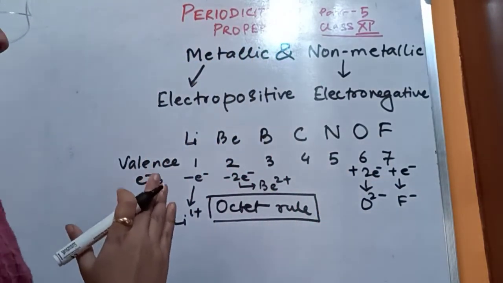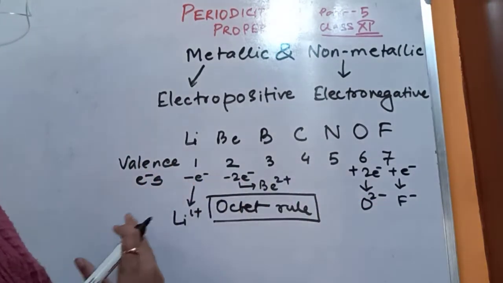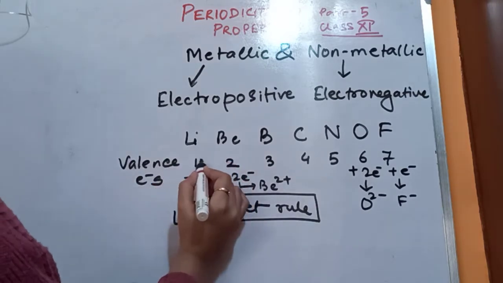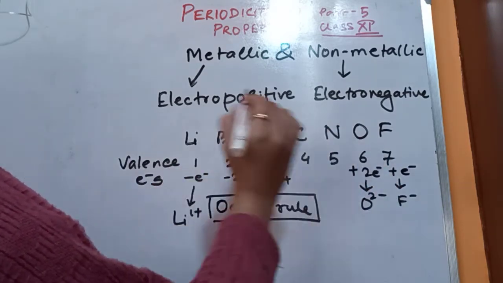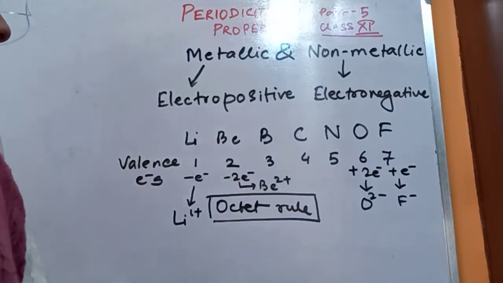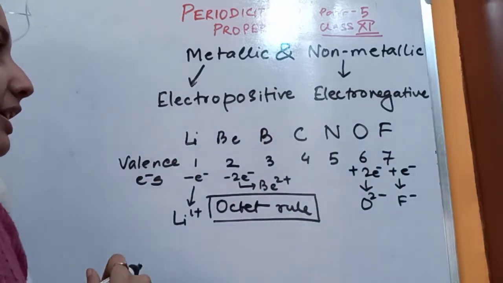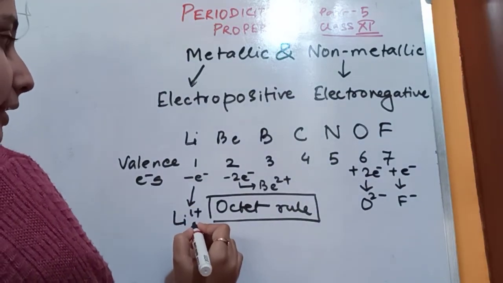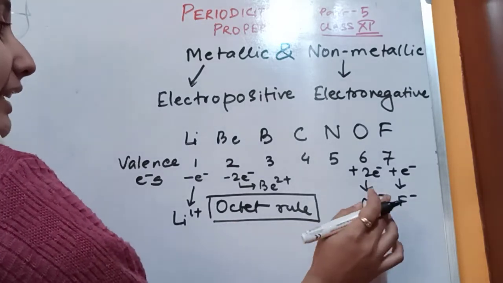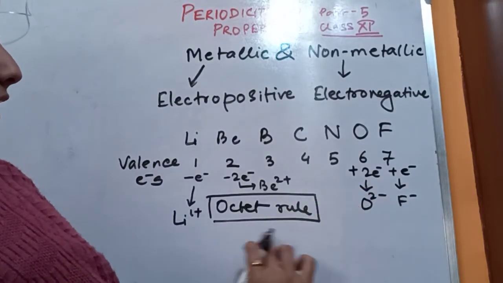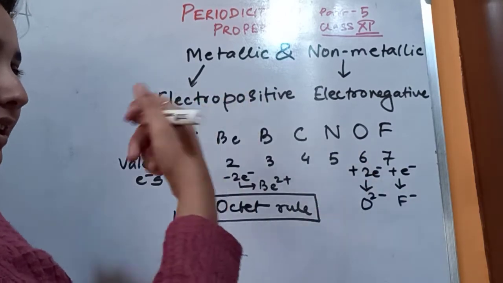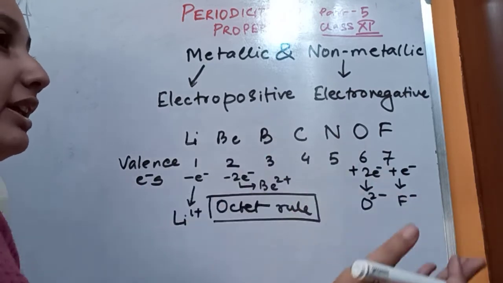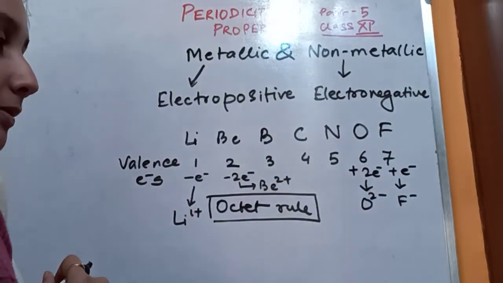So, when we are moving from left to right across a period, we notice that the number of valence electrons continuously increases. And when the number of valence electrons increases, the electropositive character decreases across a period and electronegative character increases across a period. Because they are accepting electrons, they are becoming electronegative. And the left side elements are losing electrons, so they are becoming electropositive.